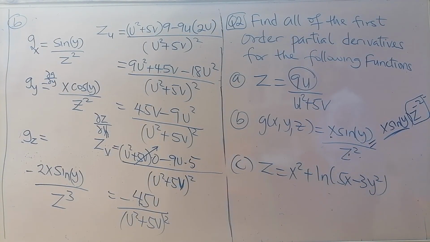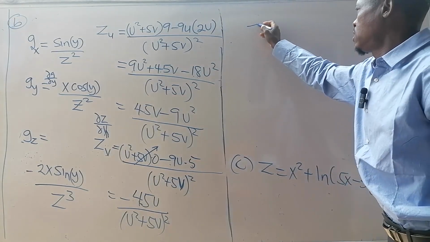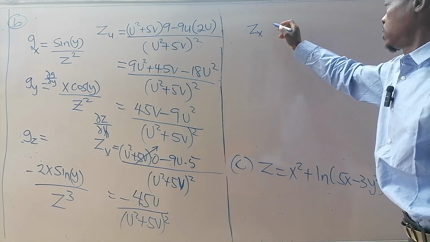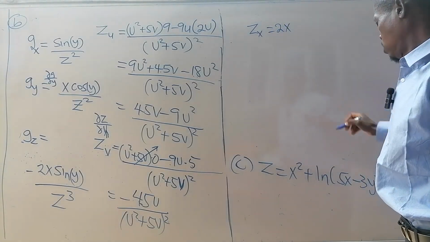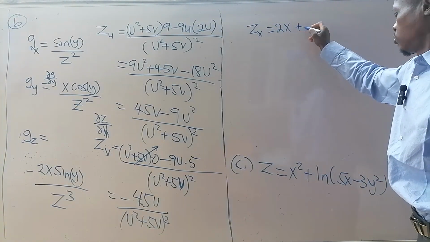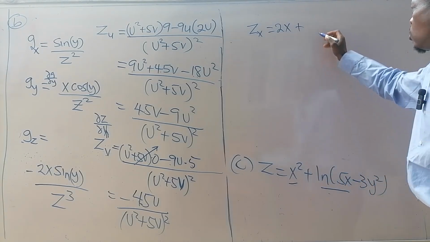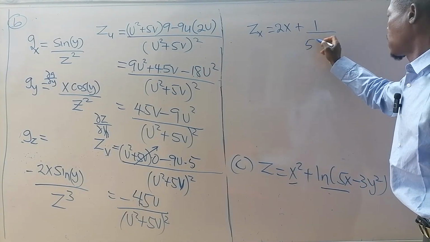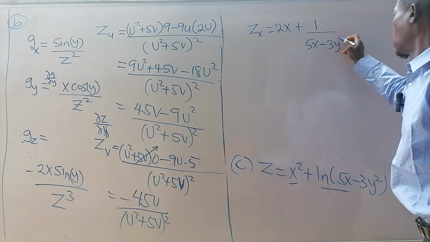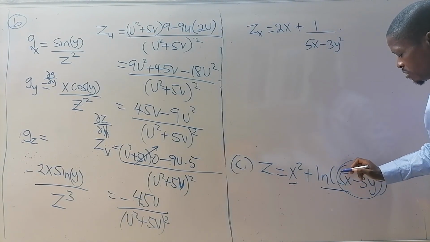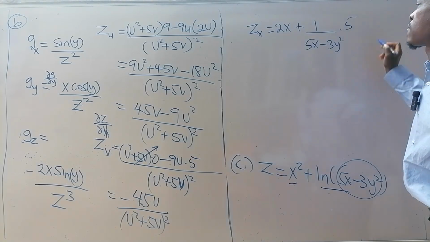Then the last one, we get the z subscript x. So that will be 2x, plus we differentiate this one. Then this one will be 1 over 5x minus 3y, then times the derivative of the inner function with respect to x, times 5.